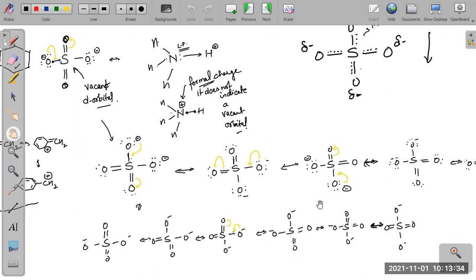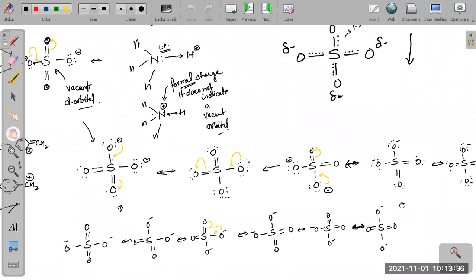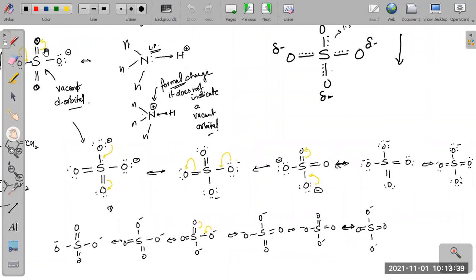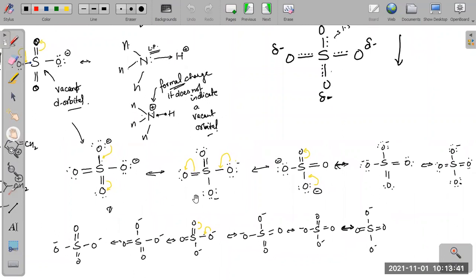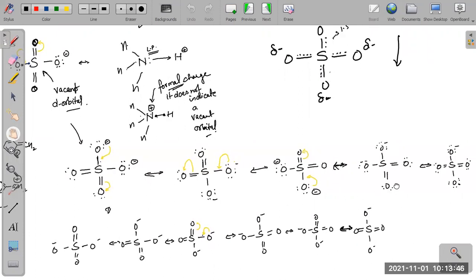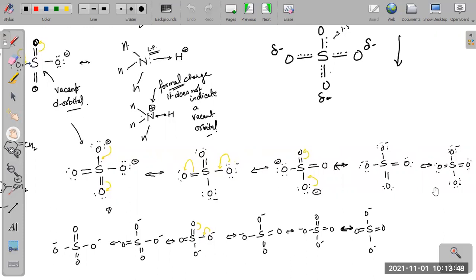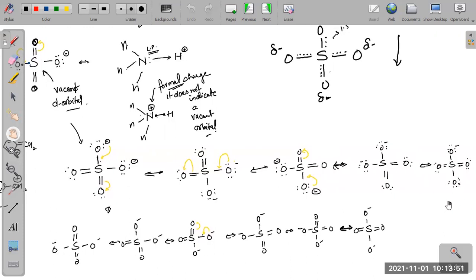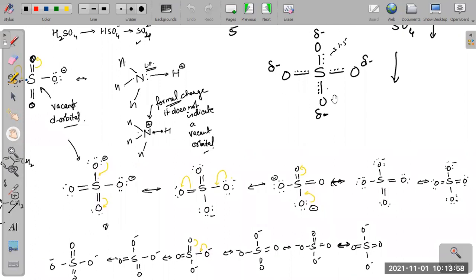So in total there are going to be 6 canonical structures altogether. This is the first one, this is the second one, then the third one, then the fourth one, then the fifth one, and this is the final 6th. So altogether there are going to be 6 canonical structures, and the final resonance hybrid is going to look something like this.